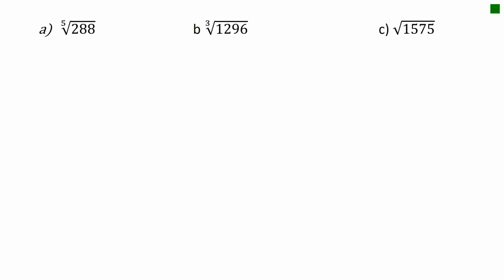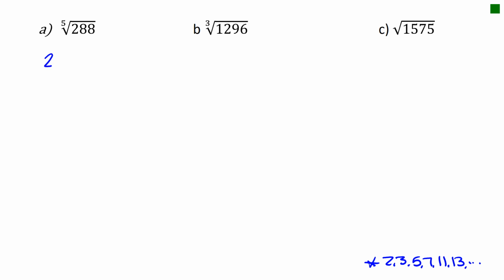So now we got to practice a little bit of hedging. Now we've already hedged with square roots, but these are going to be different roots. I've got a 5th root, a 3rd root, and a square root. So when I'm hedging with my roots, I'm going to use my prime numbers. So remember your prime numbers: 2, 3, 5, 7, 11, 13, blah, blah, blah.